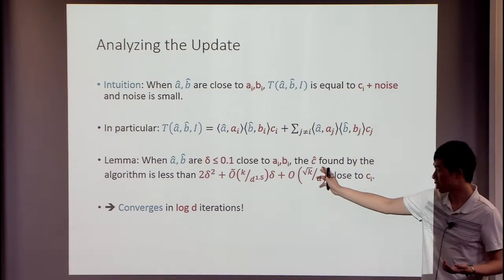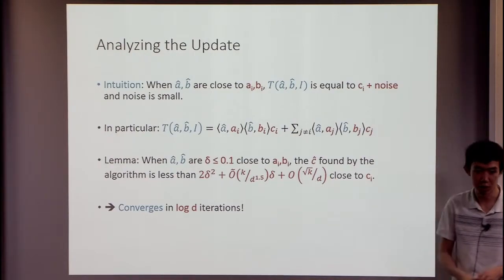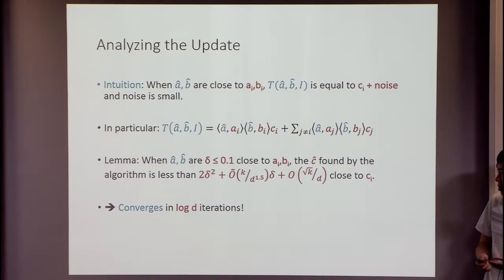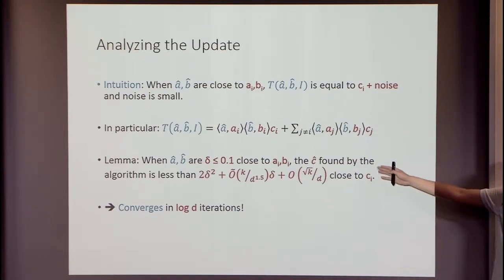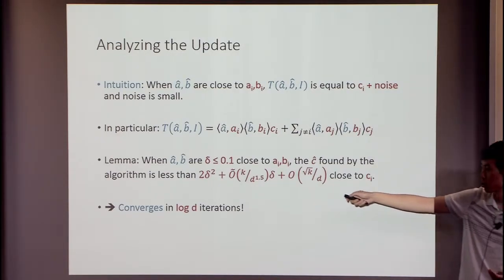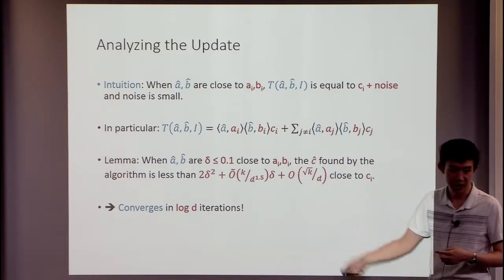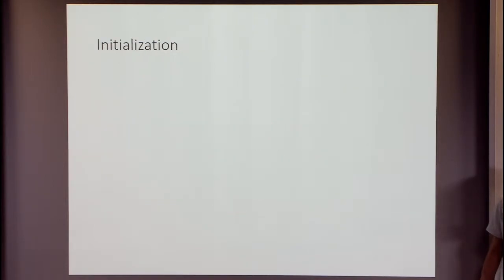And when it converges, all these vectors A hat, B hat, and C hat will be order square root k over d close to this component Ai, Bi, and Ci. So now the only problem we need to solve is how do we really get these very nice initialization vectors? How do we get A hat and B hat that are constant close to these components Ai and Bi? Well, there are many cases for this.